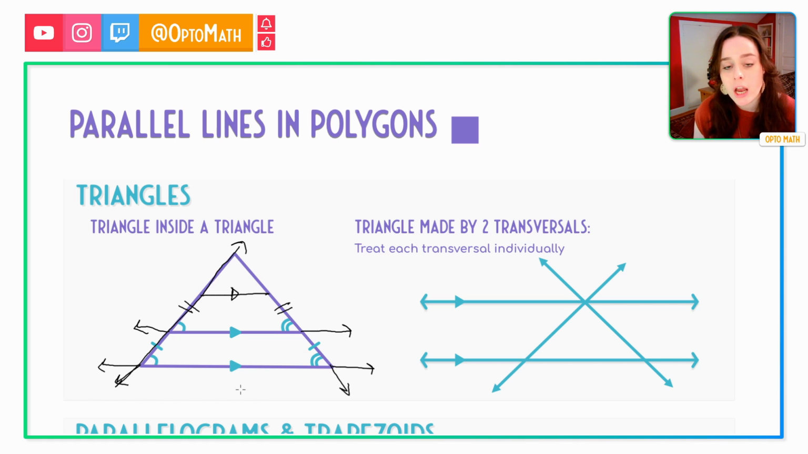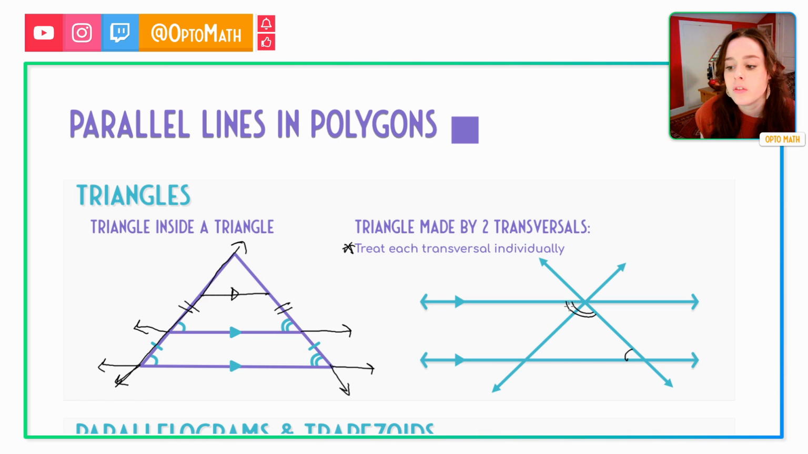So if you have a triangle inside of a triangle, then you have corresponding angles. Let's look at our second example, triangle made by two transversals. And I have a little note here to treat each transversal individually in order to really see the relationship. So if you look at this transversal, let's say you're looking for same side interior, it'd be this angle and this angle. And I'll draw different angle markings to show they're not congruent.